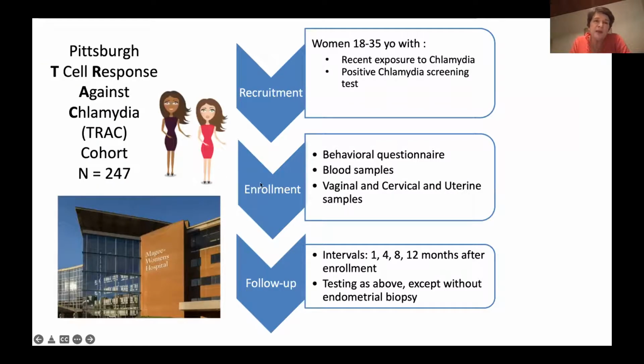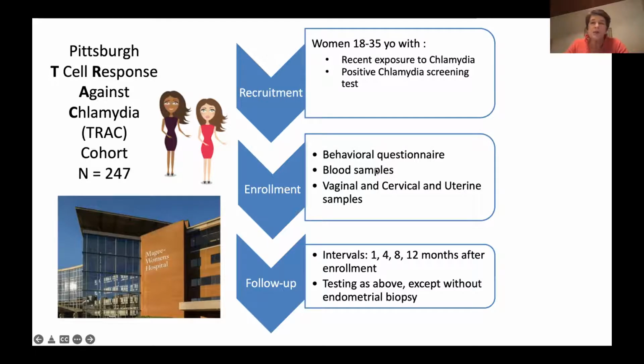I was very fortunate to live in Pittsburgh for several years, and there's a huge women's hospital where they deliver about 5,000 babies every year. So lots of women come to this hospital. With our gynecological colleagues there, we were able to recruit 247 women into a study to study their T cell responses against chlamydia. These are women who were 18 to 35 years of age. Many of them already had a positive chlamydia screening test, or they came in and said, you know, I hear my boyfriend has chlamydia, I need to be tested.